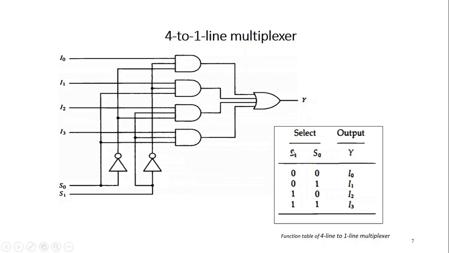By using S1, S0 selection inputs, we have 4 different options. If the S1, S0 combination is 0, 0, the output is I0. If it is 0, 1, the output is I1. If it is 1, 0, the output is I2, and if it is 1, 1, the output is I3. The AND gates and inverters in the multiplexer resemble the decoder circuit.